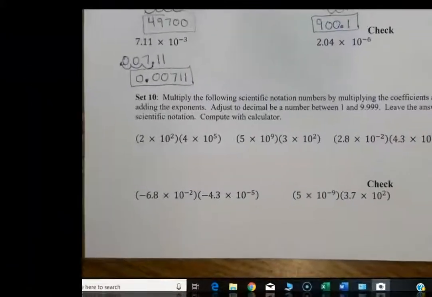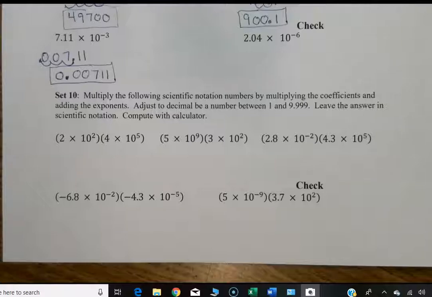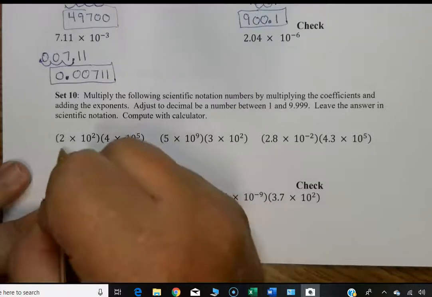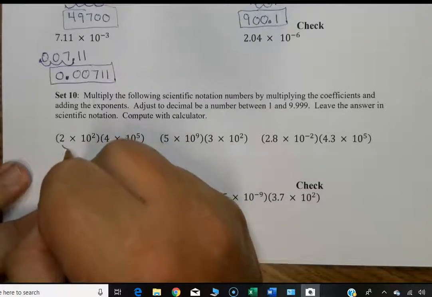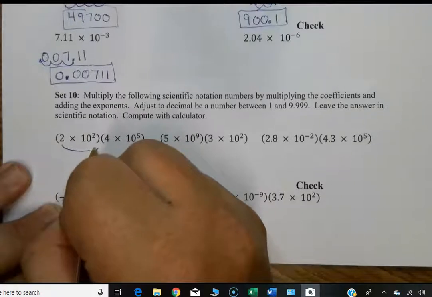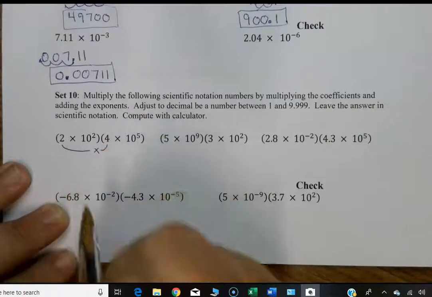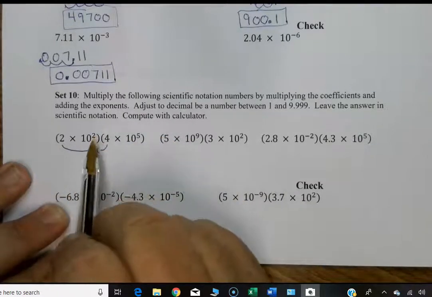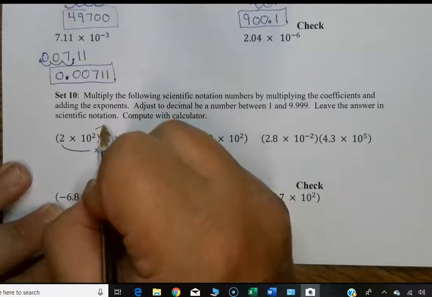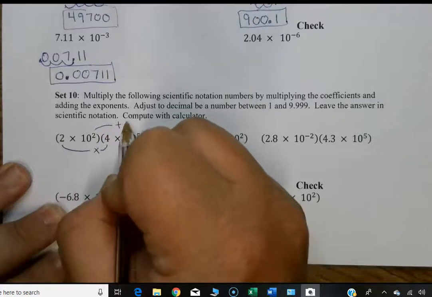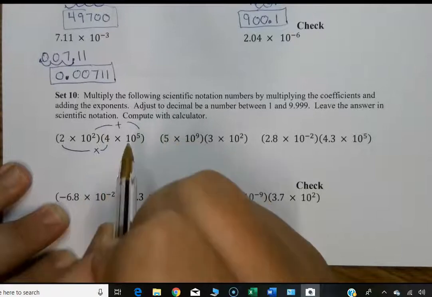Okay, now we're going to multiply scientific notation numbers. It's really not that hard. Sometimes there's a little twist to it, and you do have to be careful with the exponents. So let's go ahead and do this, and here's what you do. The coefficients in a multiplication problem, you multiply. So I'm going to put a times sign there between the 2 and the 4. The exponents you add. So I'm going to put a plus sign there between that 2 and that 5.